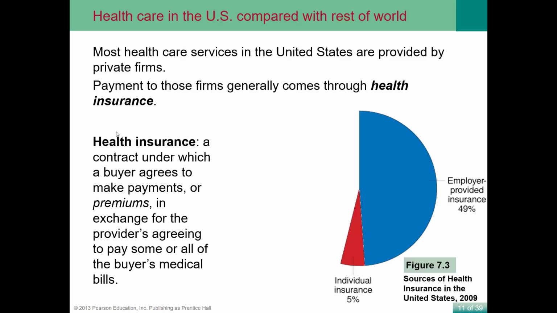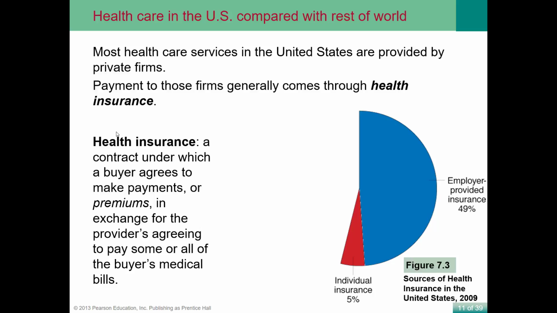And health insurance is a contract in which the buyer agrees to make payments or premiums in exchange for the provider agreeing to pay some or all of the buyer's medical expense. And as you know, you have to read through that very long document that says this is included, this is excluded, this has a copay, this applies to your deductible, this doesn't apply to your deductible.